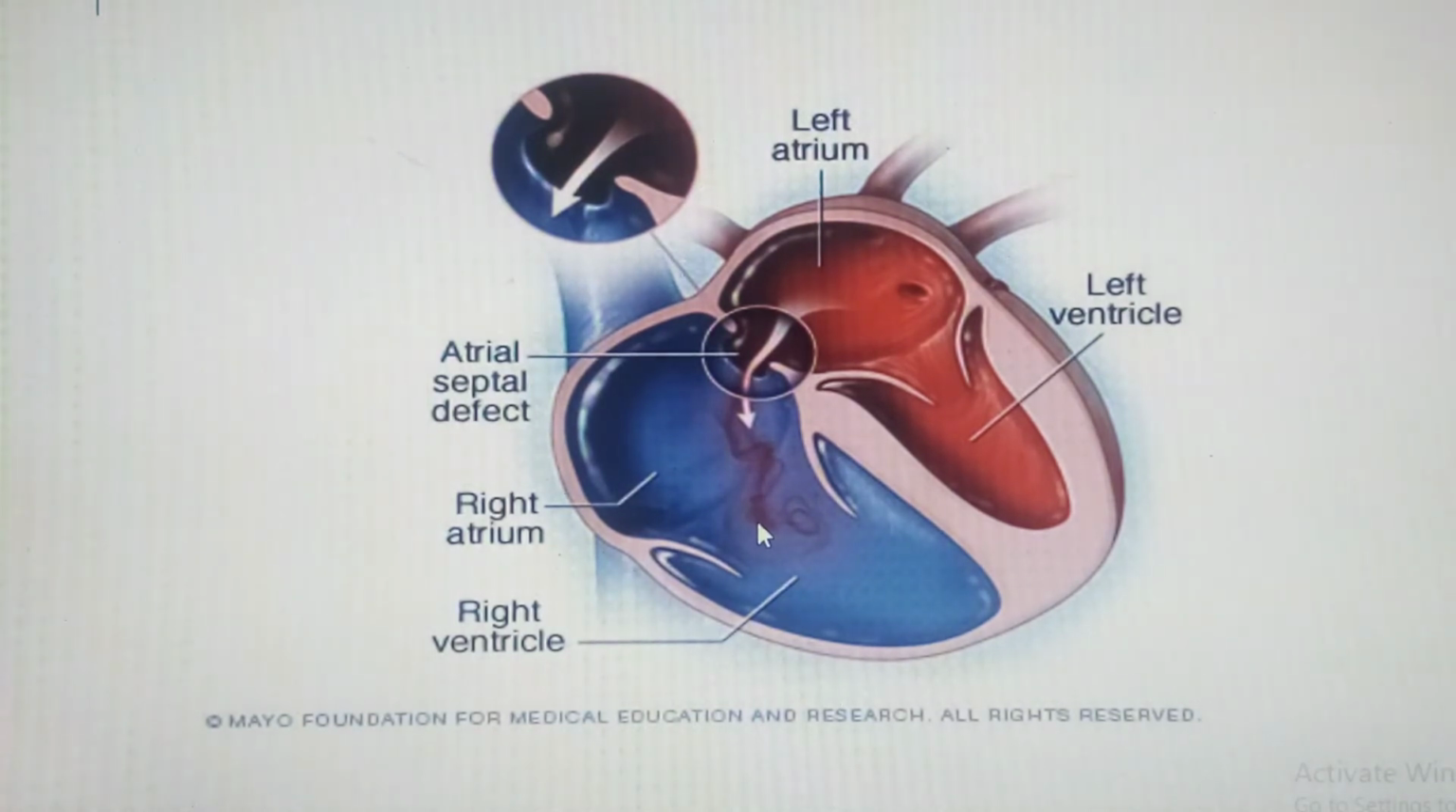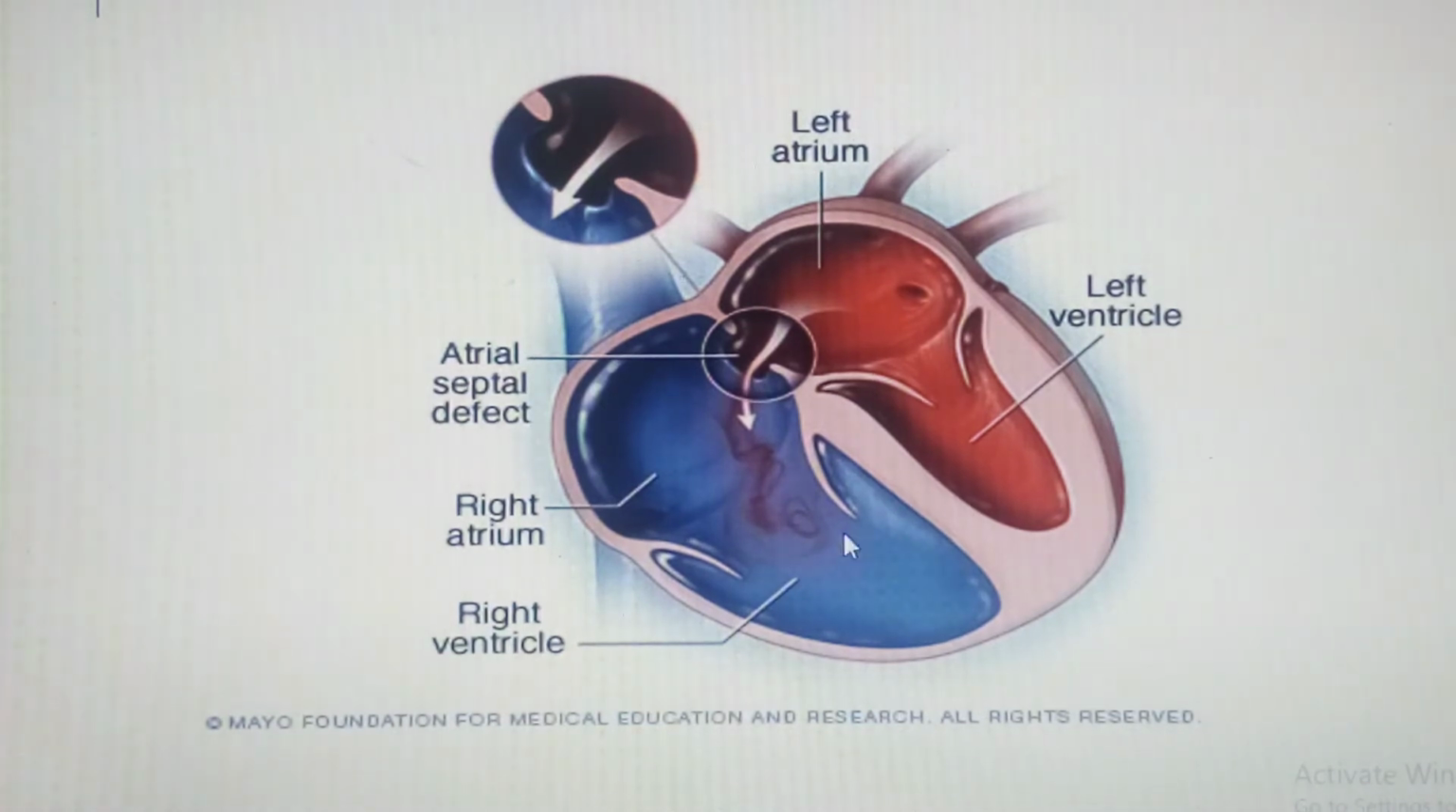Now what happens is that if the defect is quite great, just like this one, which is very prominent, it can cause right ventricular overload. The right ventricle will be stressed enough because a lot of blood will be coming over here and may lead to what we call pulmonary hypertension.